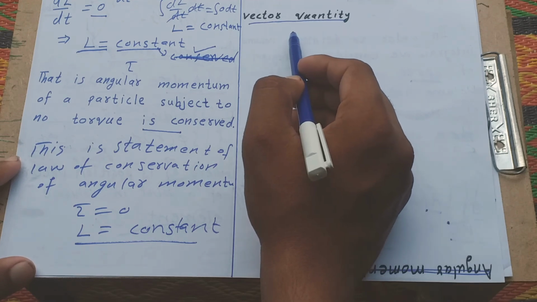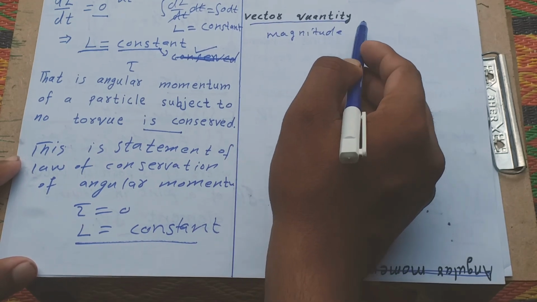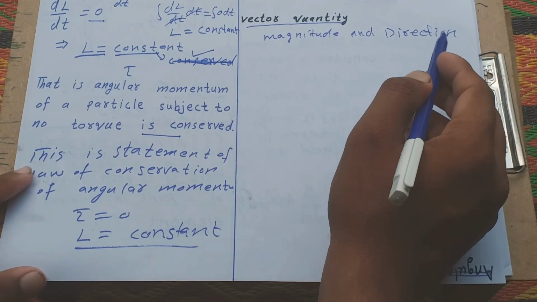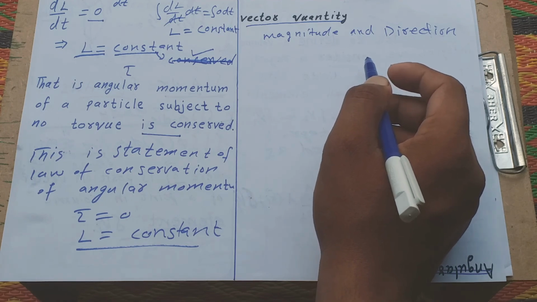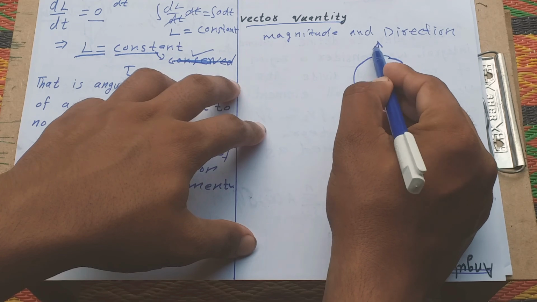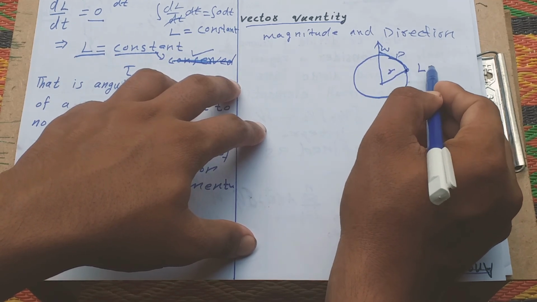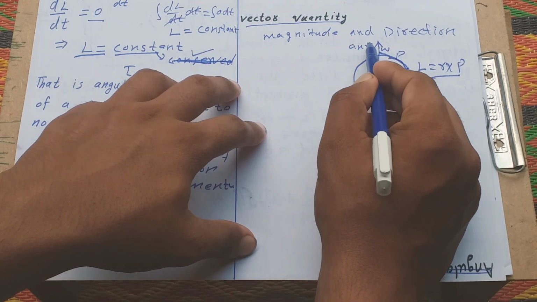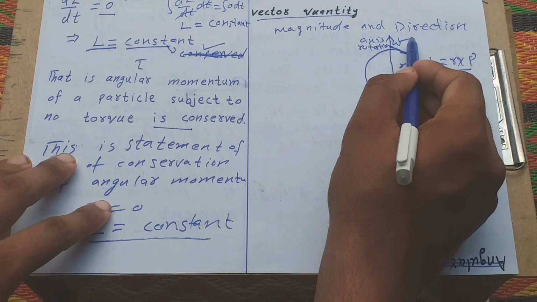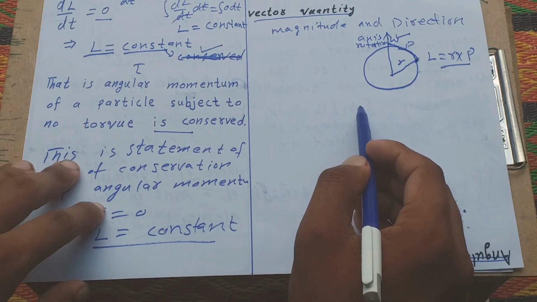What are the vector quantities? Angular velocity and angular momentum are vector quantities. Both have magnitude and direction. The directions of angular velocity and angular momentum are perpendicular to the plane of rotation. This is the angular velocity, this is the position, this is the momentum p, and this is L. L is equal to r cross p, along the axis of rotation. So angular velocity and angular momentum are perpendicular to the plane of rotation.